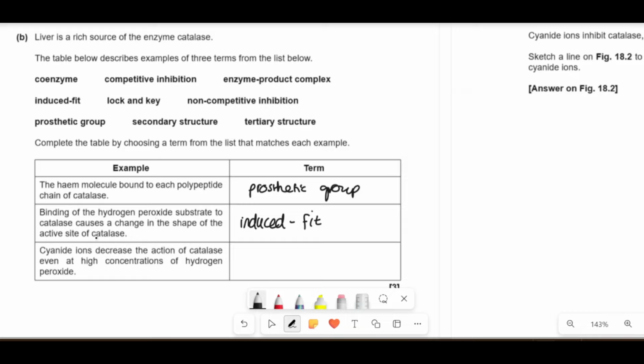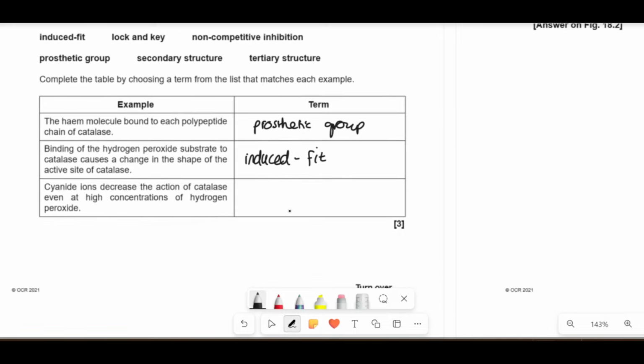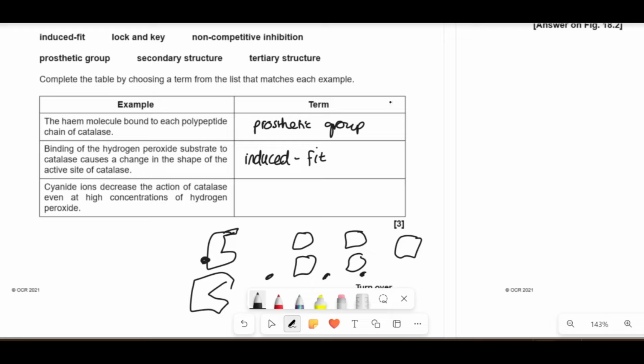Hydrogen peroxide binds to the active site of this catalase, so it has to be induced fit. Cyanide ions decrease the action of catalase even at high concentrations of hydrogen peroxide. So even if you have all the hydrogen peroxide in the universe, the catalase is for some reason not working. Even with a competitive or non-competitive inhibitor, despite there being more substrate eventually colliding with the enzyme, there seems to be no action. So what's probably happened is there's non-competitive inhibition, making the active site change shape so it's no longer complementary. So that one has to be non-competitive inhibition.